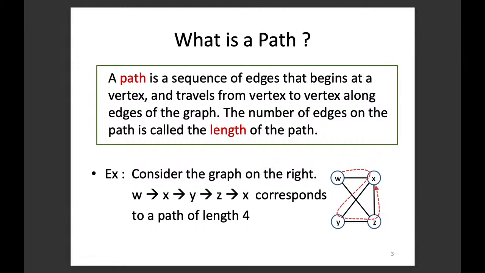So it doesn't matter, a path can be a sequence of vertices where the vertex itself can repeat. So we have X here, and then we have X here as well. But then we also have something called a simple path. A simple path is a path such that we are not visiting the same vertex again.